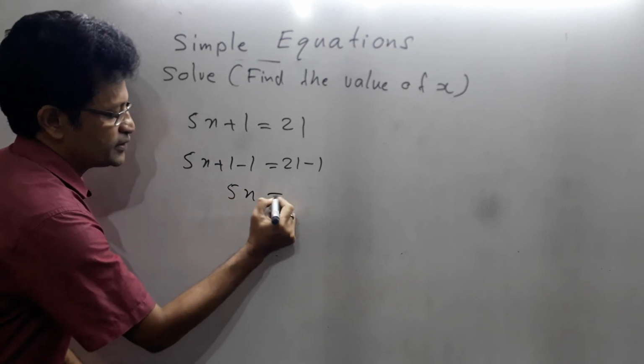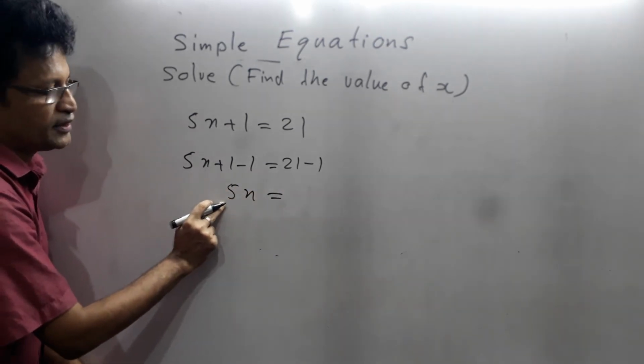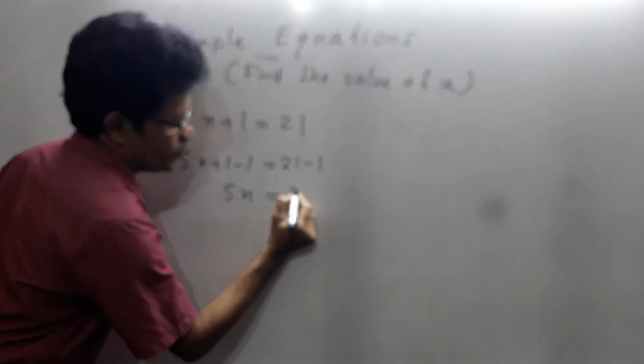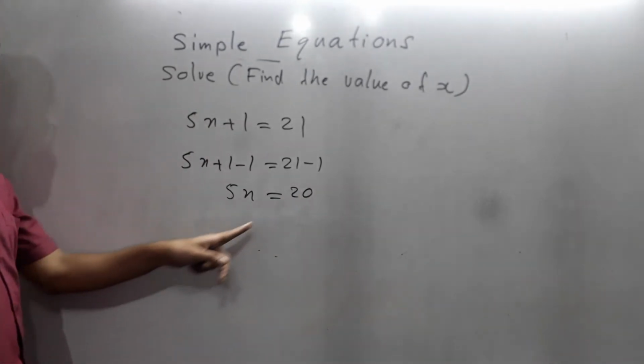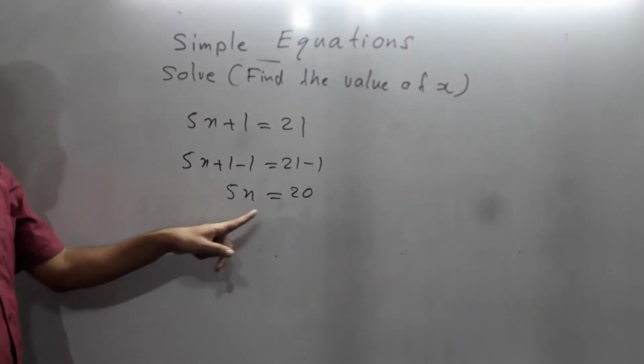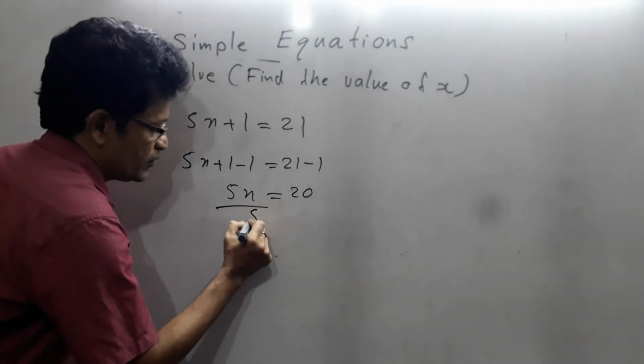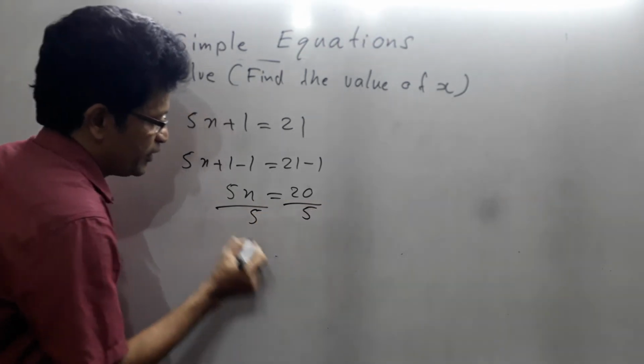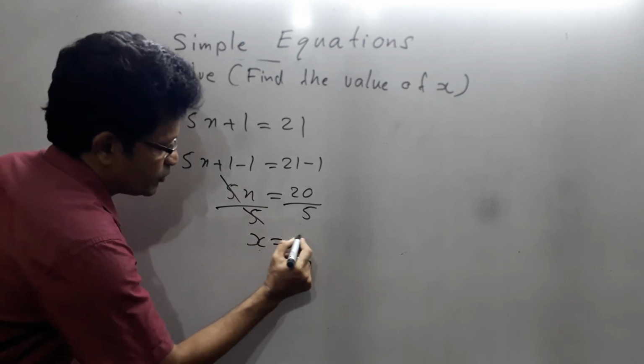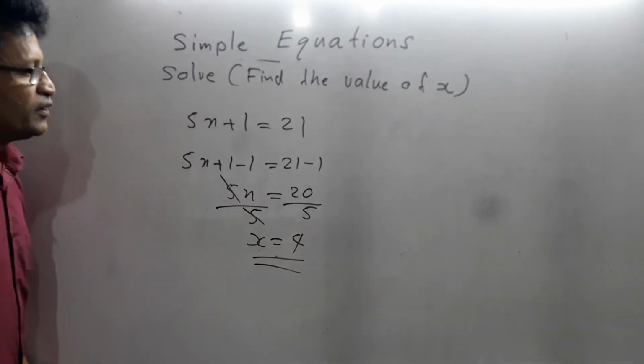Then 1 minus 1 cancel. Here 5x. This side it is only 5x. Then 21 minus 1 is what? 20. Now you got 5x equals 20. Now we have to find the value of x. How are you going to find it? You have to divide this by 5. Then this side also you have to divide by 5. 5 and 5 cancel, x equals 4. Okay. Now we do one more question.